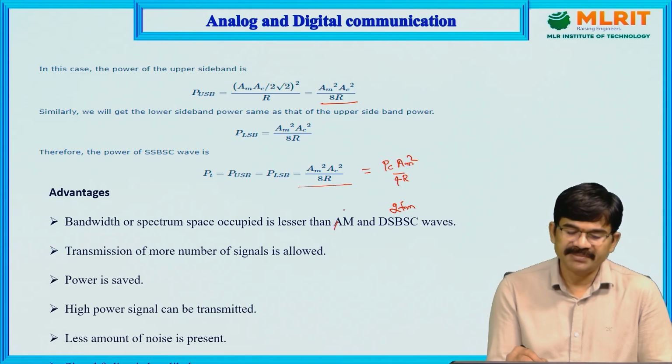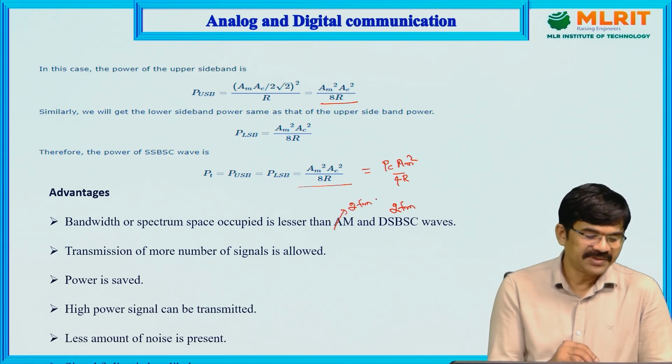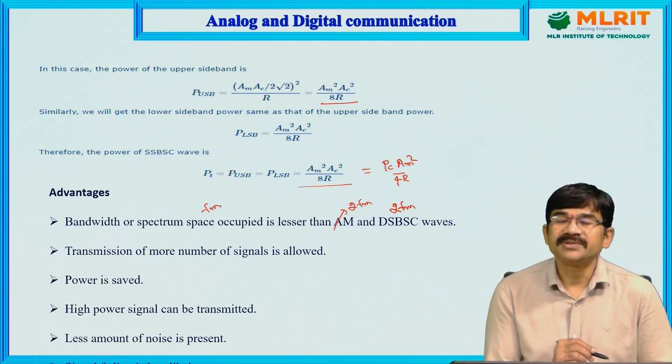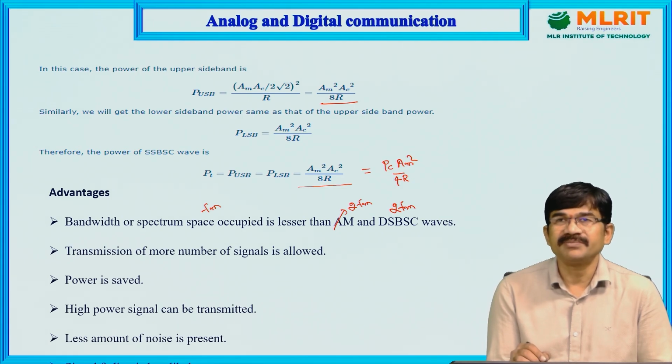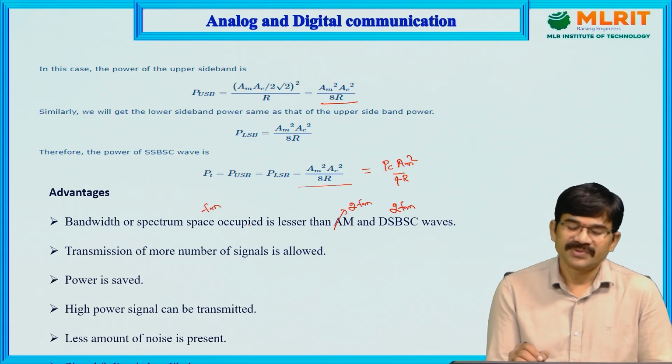Bandwidth for the AM is 2 fm. Bandwidth for the SSBSC is fm. The bandwidth required for the transmission of the information is fm by using the SSBSC, 2 fm by using the DSBSC, 2 fm by using the AM. Is there any information degradation? No, the same information we are transmitting by using the fm bandwidth.